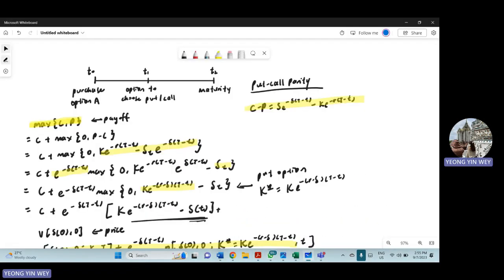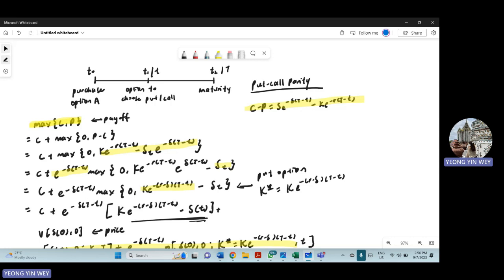Basically, a chooser option has a timeline T0, T1 and T2, where normally we say T1 is small t and T2 is big T. At T0 we purchase the option, at T1 we have the option to choose a put option or call option, and T2 is the maturity time. Before we enter into a chooser option, we do not need to decide put or call at T0. We will instead choose at T1.